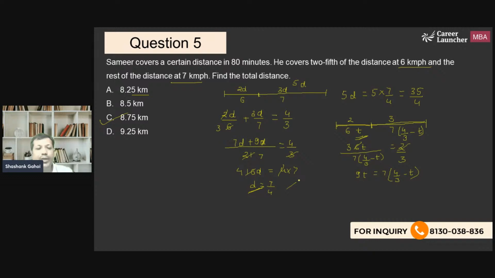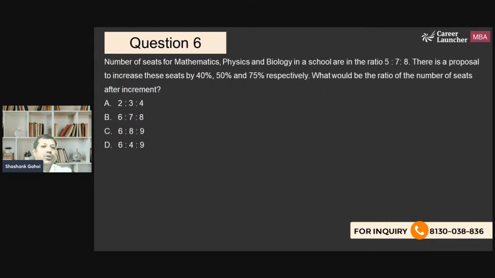So let me move on to the next question. What does it say? It says that the number of seats for mathematics, physics, and biology in a school are in the ratio of 5:7:8. Okay. And there is a proposal to increase the seats by 40%, 50%, 75%. Okay. So maths है, physics है, biology है.